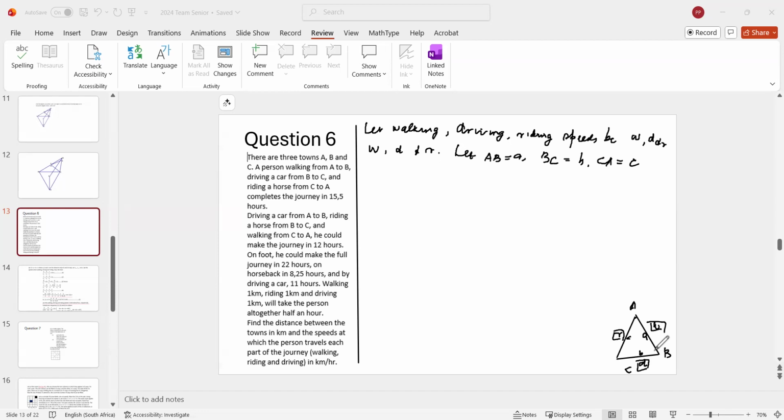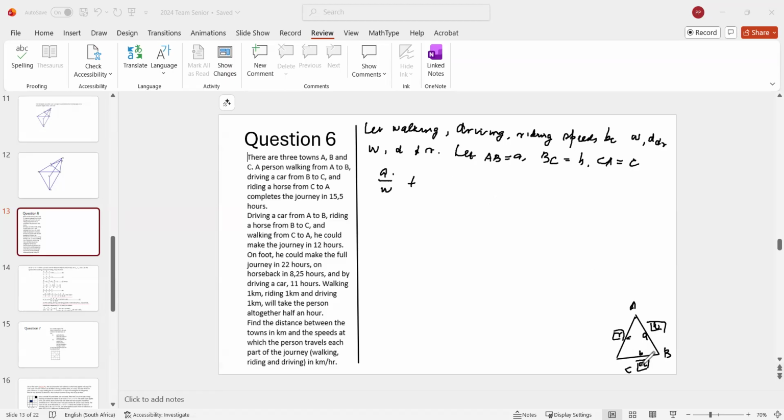And let me just put the speeds in blocks. So you got, this is the length of AB, and this is the speed, W. So we can work out the time that it takes from A to B. It will be A over W from A to B. And from B to C, the distance is B, 6 unknowns. A tough problem.